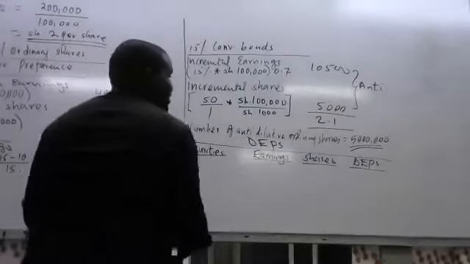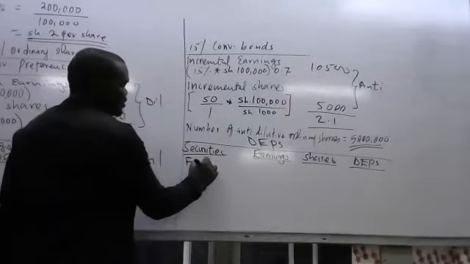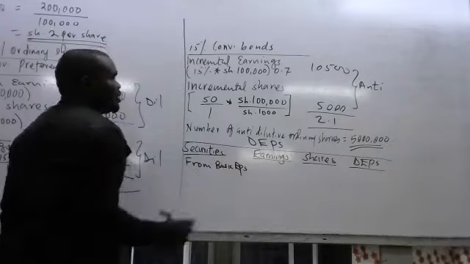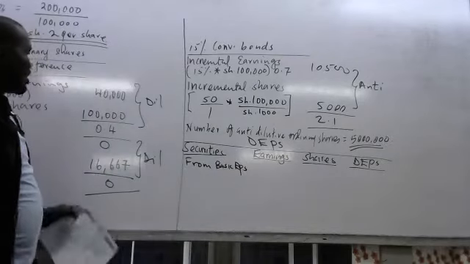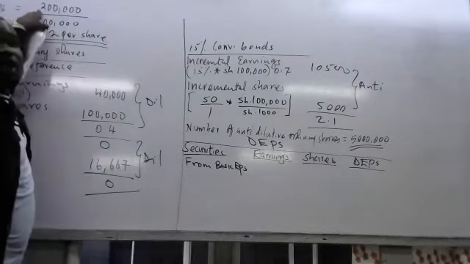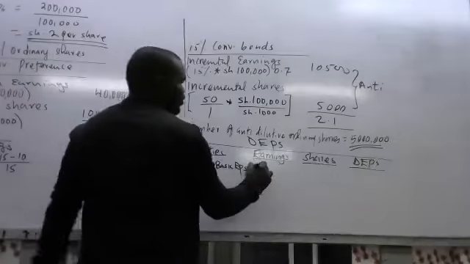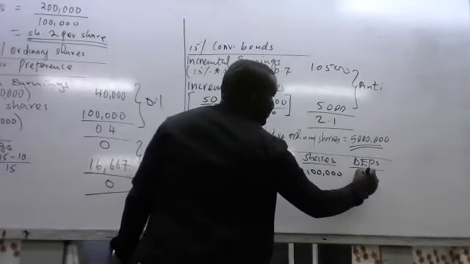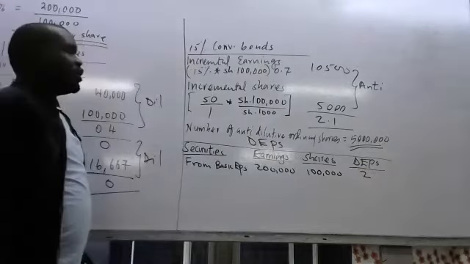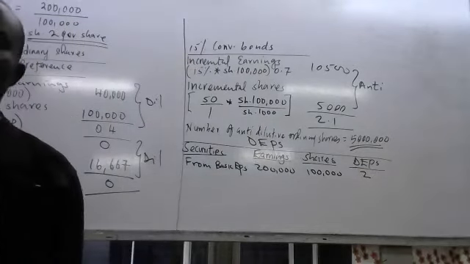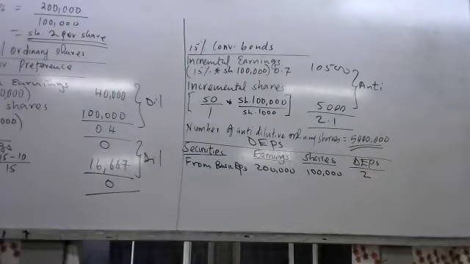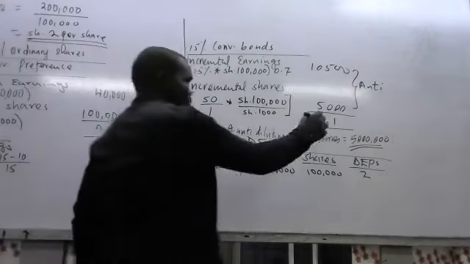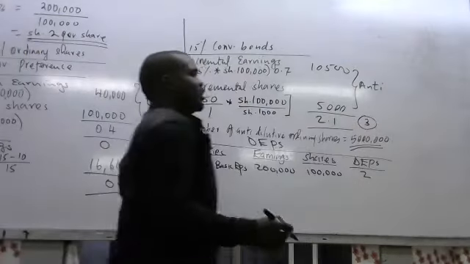So securities from basic EPS. Basic, how do we calculate basic? Earnings was 200. So this was 200. This was 100, and it gave us 2. Now let's rank these three. Position 1 goes with options as usual. Position 2 goes with preference. Then bonds will take position 3.